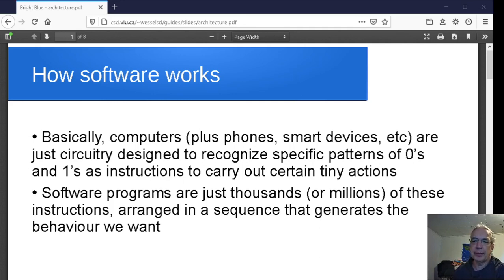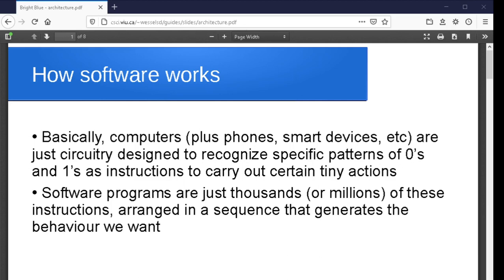going forward. So, again, we've all got the idea that computers are basically just circuits designed to recognize bit patterns, patterns of zeros and ones that represent instructions to carry out little tiny actions. You put millions of these together and you get the behavior that you want. So that I think we can all pretty much accept.